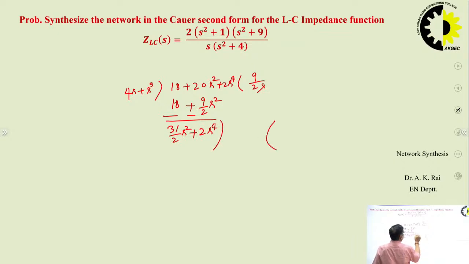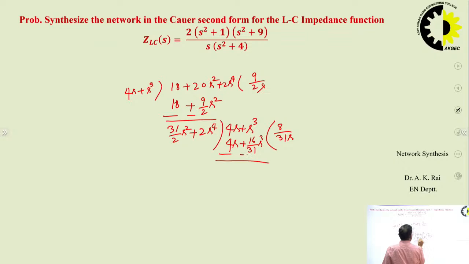Okay, then this 4s plus s squared. So we can carry out, here it is coming 8 by 31, 8 by 31 s. Okay, then we get this 4s, simple division. Then 16 by 31 s squared. Then we get here 15 by 31 s squared.